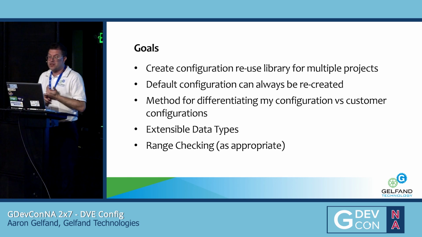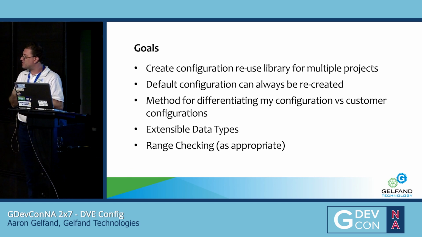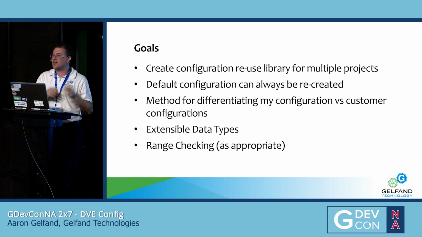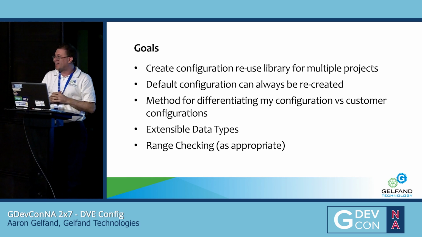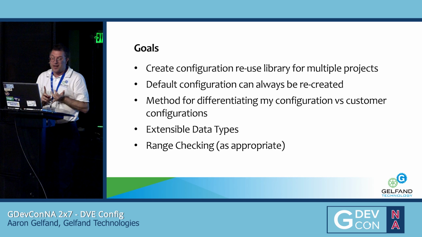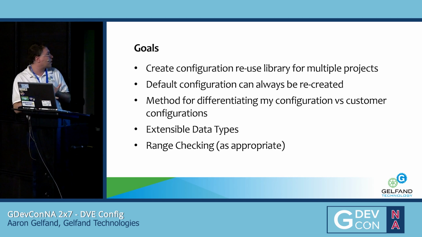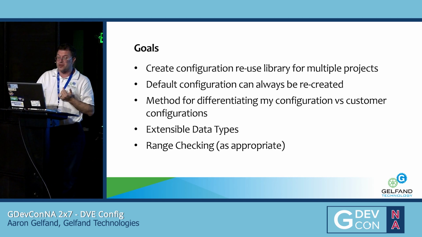If the customer screws up the configuration, there's always a way built in going back. I wanted a method for differentiating my configuration versus my customer's configuration, because I've seen over the decades lots of times where the test configuration goes down to the factory floor, and then we're not testing properly. I wanted extensible data types, and I also wanted to support range checking as appropriate.